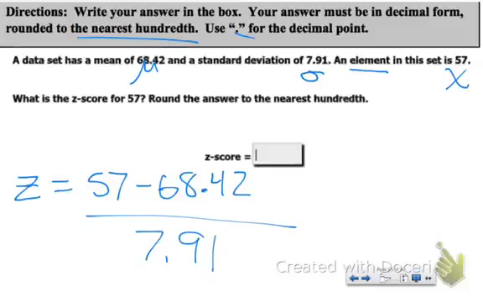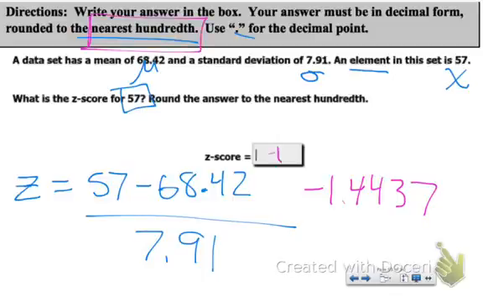Now, before we even calculate the z-score, notice that the element is below the mean. So that means I should get a z-score that's negative, and if I don't, then I didn't do something right. Okay, so you end up with a z-score of negative 1.44. And when you have it on the calculator, it looks like negative 1.4437, round to the nearest hundredth. So you have to only type 2 decimal places to get that correct.